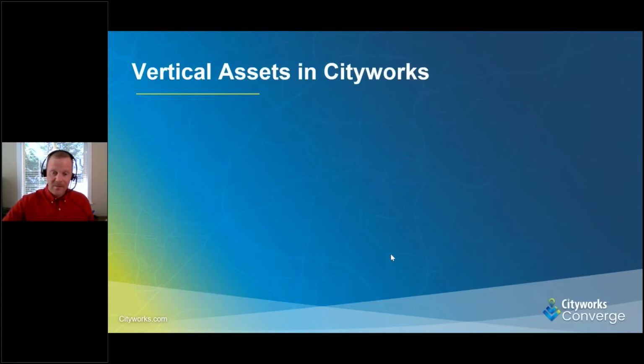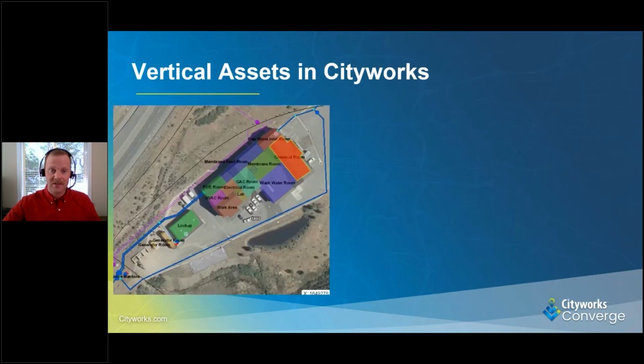Okay, so we set up our database structure. We started collecting all of our assets through Collector using this database structure. I don't have any pictures, but we did use this structure in Collector as well. And we configured everything in Cityworks. Some big steps that I'm kind of glossing over, but let's jump into it. How do our vertical assets and the vertical asset structure look in Cityworks?